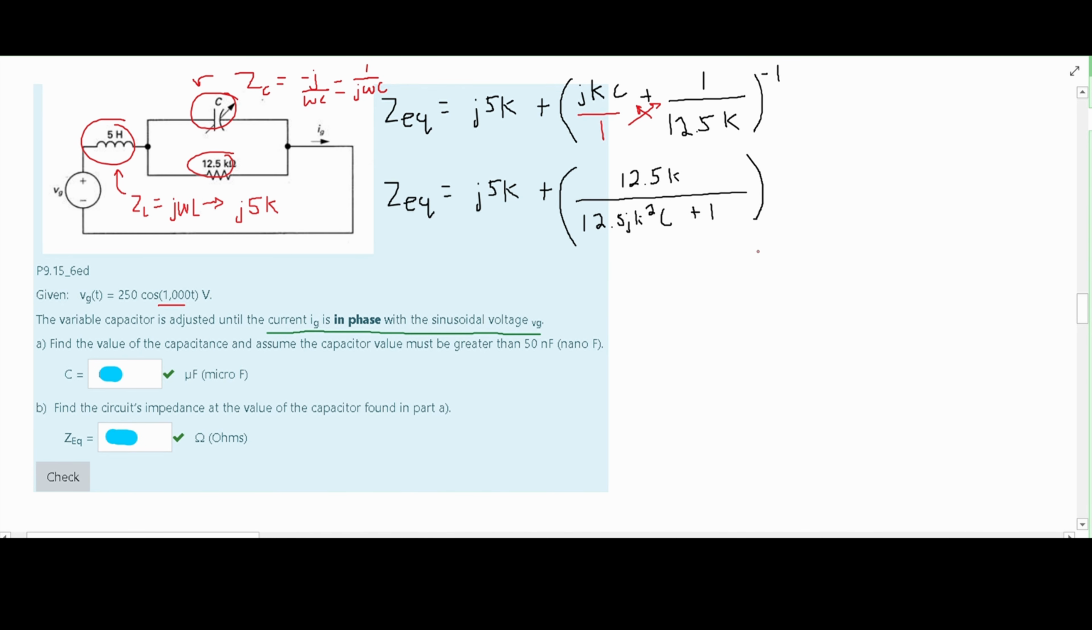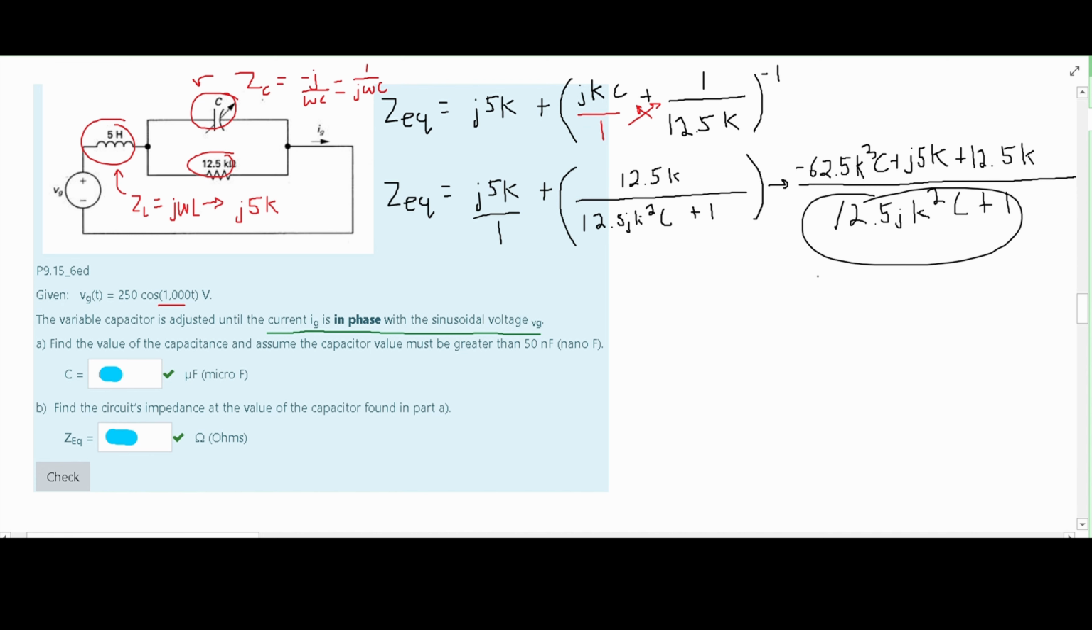Now from here, I want to combine these two equations. So to do this, I'm going to multiply our j times 5K by this denominator here. I'm going to multiply the numerator and the denominator, which currently right now is 1, by the 12.5K denominator. And then I'm going to add them together. And after we do that, we are going to get this as our equation. Now, we need to get rid of this denominator. However, we can't just multiply it to the other side because we're going to have this Z equivalent right here. So what we can do instead is multiply our denominator by our denominator.